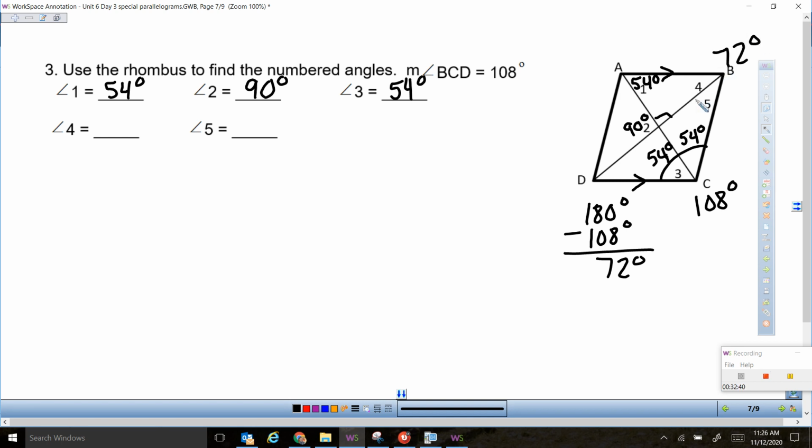And I know that the diagonal does what with that angle? Bisects it, so it's half of 72 degrees. So angle 4 is 36 degrees. Angle 5 is also 36 degrees. So angles 4 and 5 are both 36 degrees.